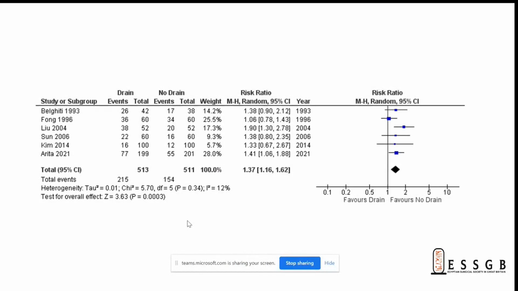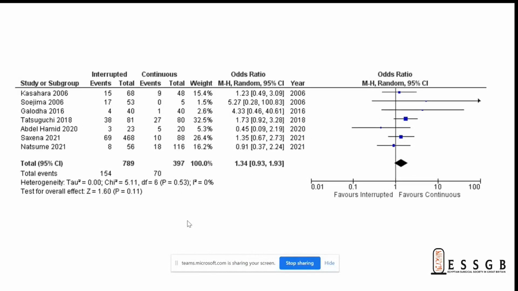Just random effect. So the other example, I'll quickly go through that, as I'm probably behind on time. I wanted to bring an example for you where there is no significant difference between two groups. For example, this is a comparison of interrupted suturing versus continuous suturing in biliary reconstruction.